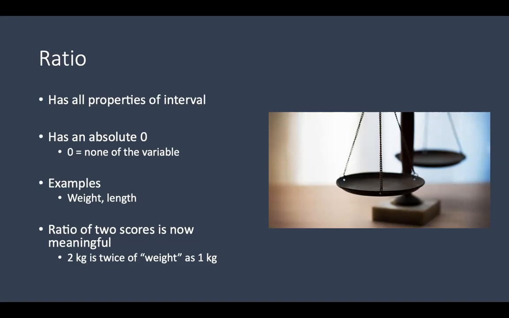Okay, and in this case, with the ratio of two scores, you can say that 2 kilograms is twice the weight of 1 kilogram, which you previously could not say about temperature. You can say the difference between 20 and 10 is the same as the difference between 10 and 0, but you cannot say that 20 degrees indicates twice the temperature of 10 degrees. So with the ratio measure, you're able to do ratio calculations such as the one shown on the screen. So that answers the point about whether there's a meaningful zero point.